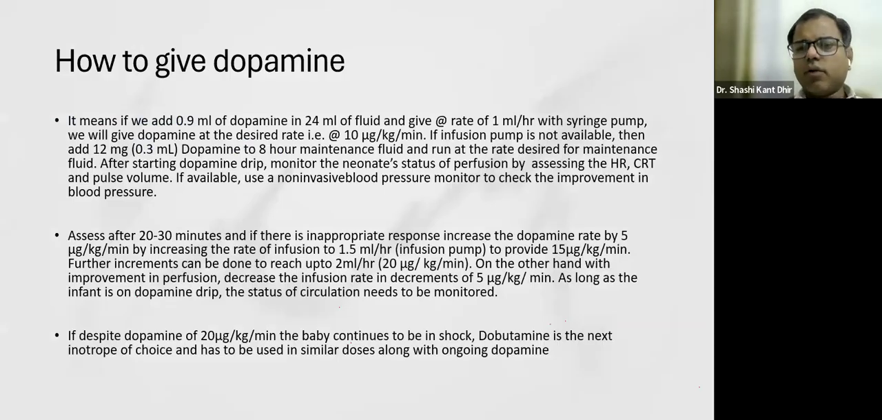So how do we have to give this? I have already told. With the syringe pump we used to add 4 ml, but if the syringe pump is not available, then we add this to the 8 hourly maintenance fluid and run it at the rate of whatever the maintenance fluid is, right? Once we start the dopamine or the dobutamine, we assess the heart rate, the CRT, as well as the pulse volume. If we have facilities for NIBP, then we should also check the NIBP. But the gold standard is arterial BP measurement, right? Majority of us do not have arterial BP modules, so we have to rely upon non-invasive BP modules only.